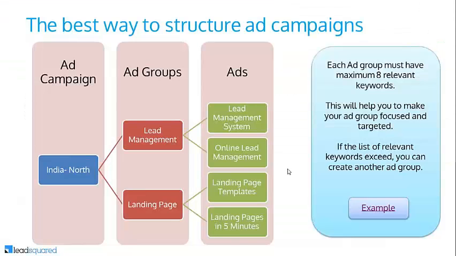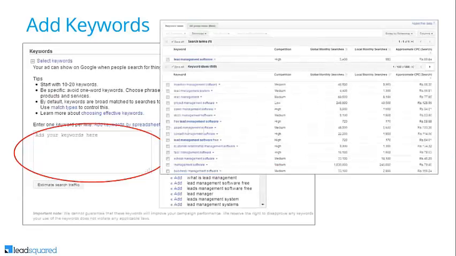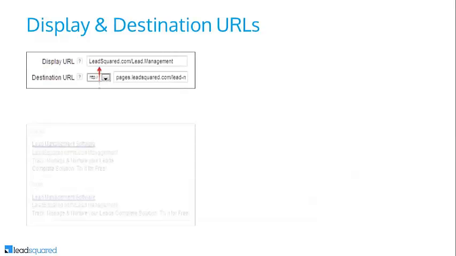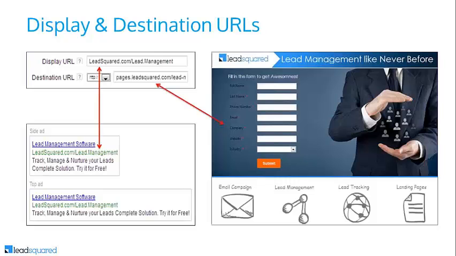Okay. So the next point which comes up is adding the keywords. You can either choose to add keywords from the suggestions that AdWords makes here, or you can go to the AdWords keyword tool, make a list of the most relevant keywords, and upload them while you create the campaigns. The next is display and destination URLs. The display URL may be your website address, and the lead management you see here is the keyword or the description of the campaign which I'm focusing on, and the destination URL is obviously the landing page URL.